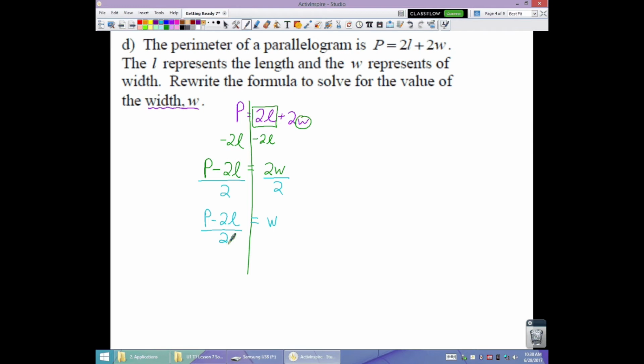And as we did in yesterday's homework, if we wanted to split that up into 2 separate fractions and reduce them each, this could be 1/2 P minus L, but this answer is also fine.